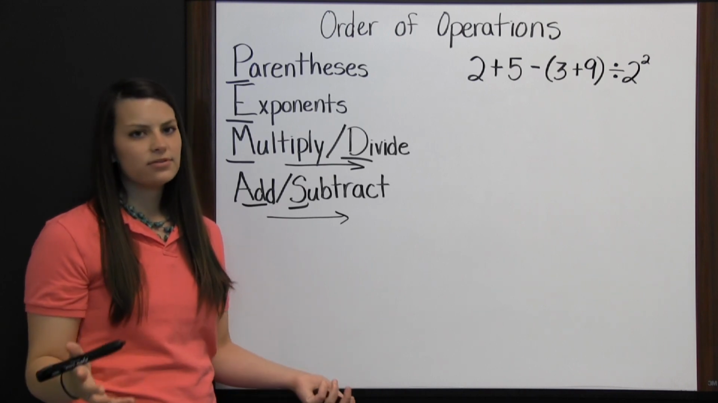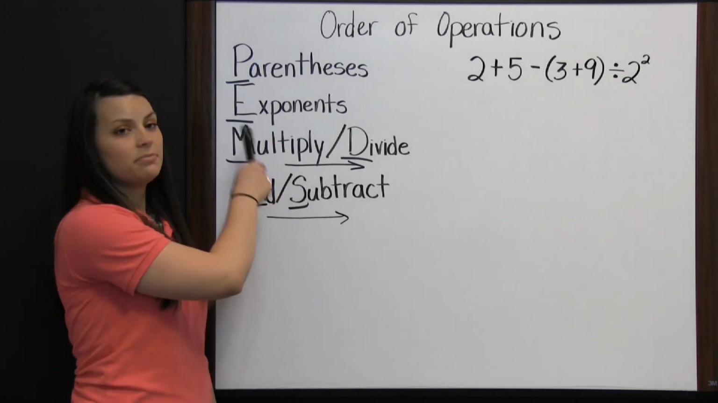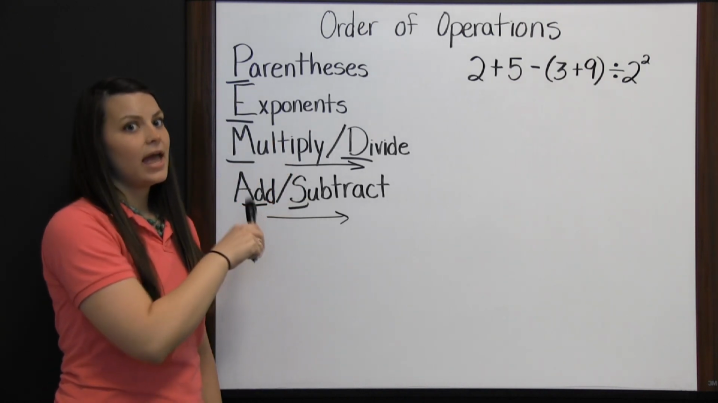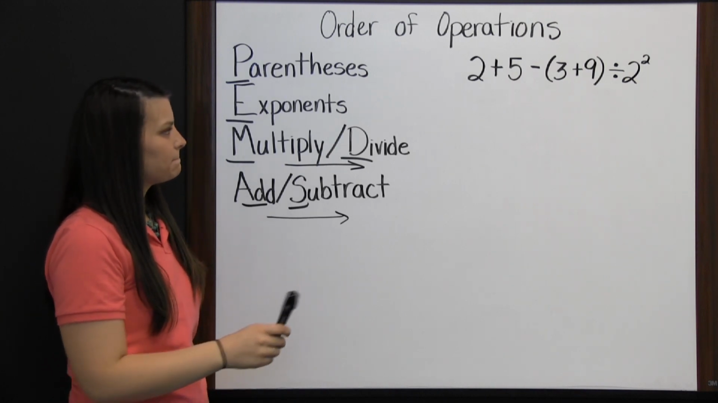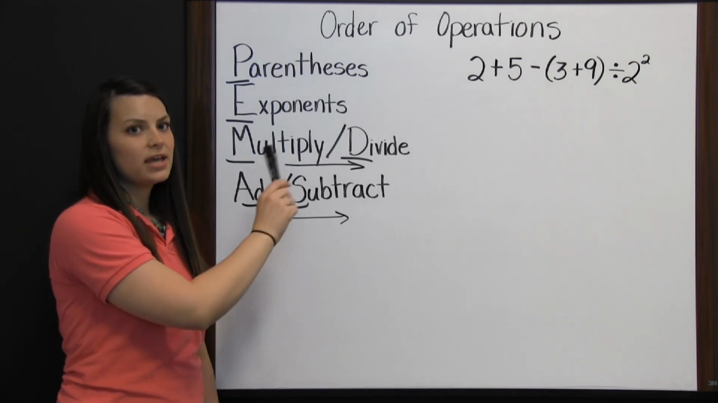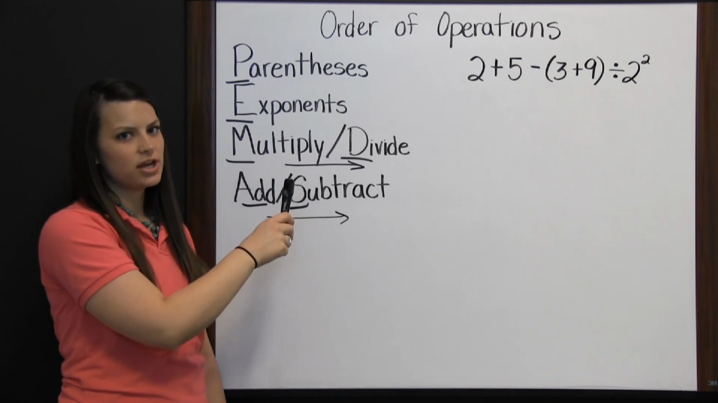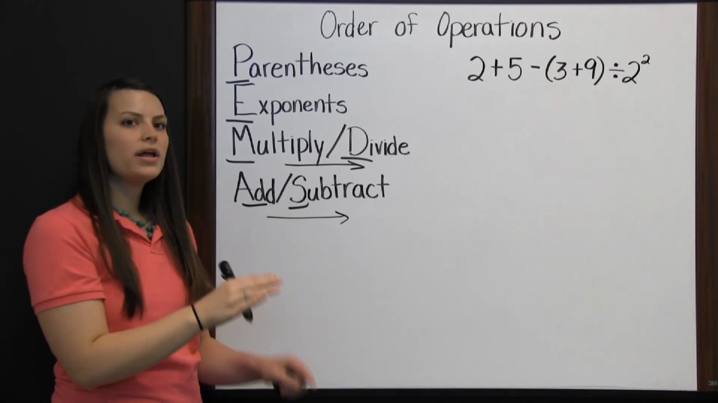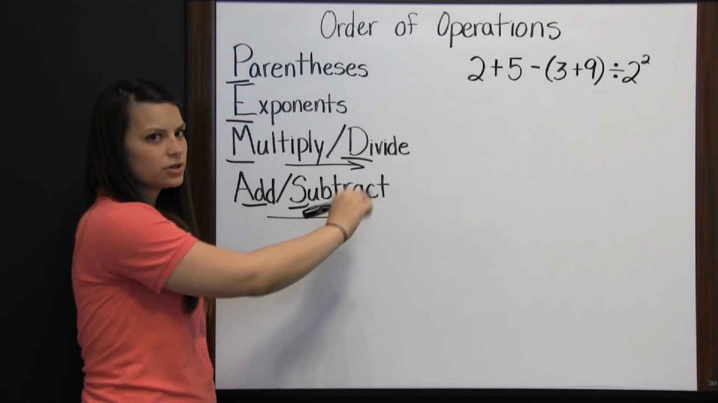Brackets, absolute value, anything that groups numbers together, followed by exponents, and then their inverses, roots, should be done next. Following that is multiplication and division. And this is special because multiplication and division, it's not that one needs to be done before the other. These are just worked from left to right.